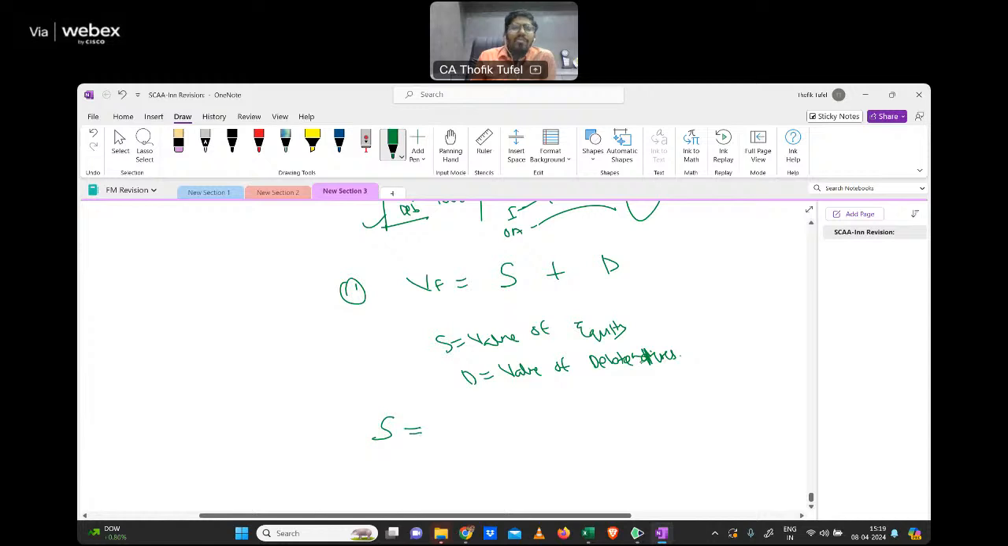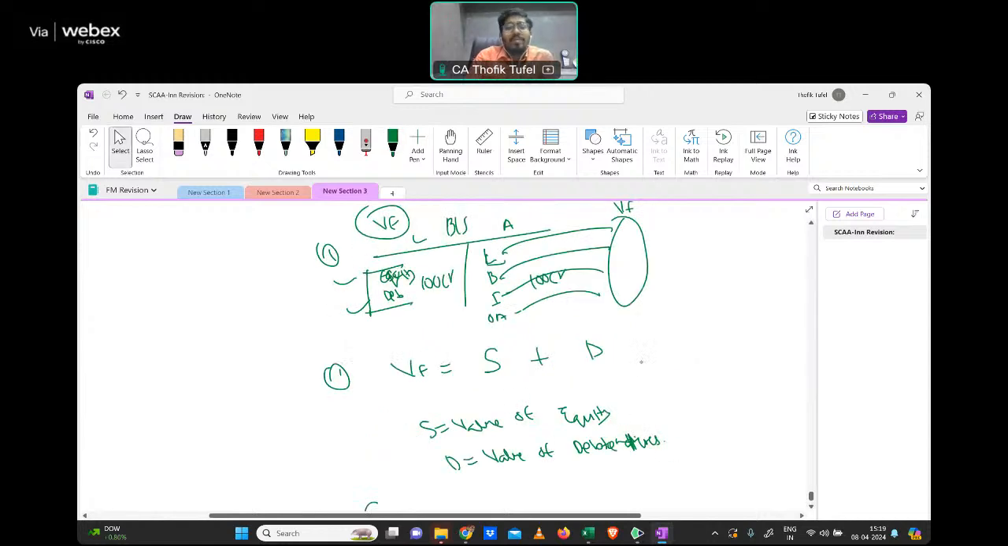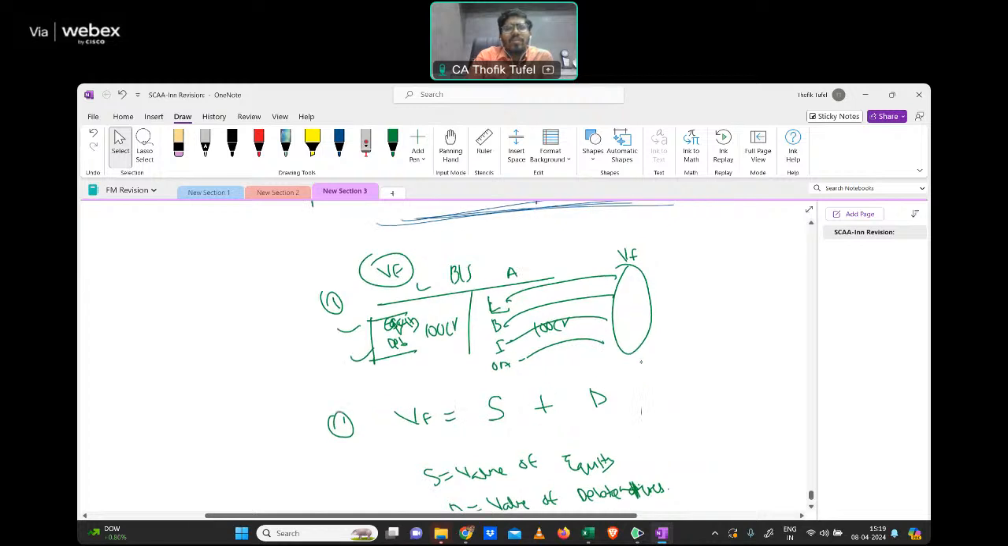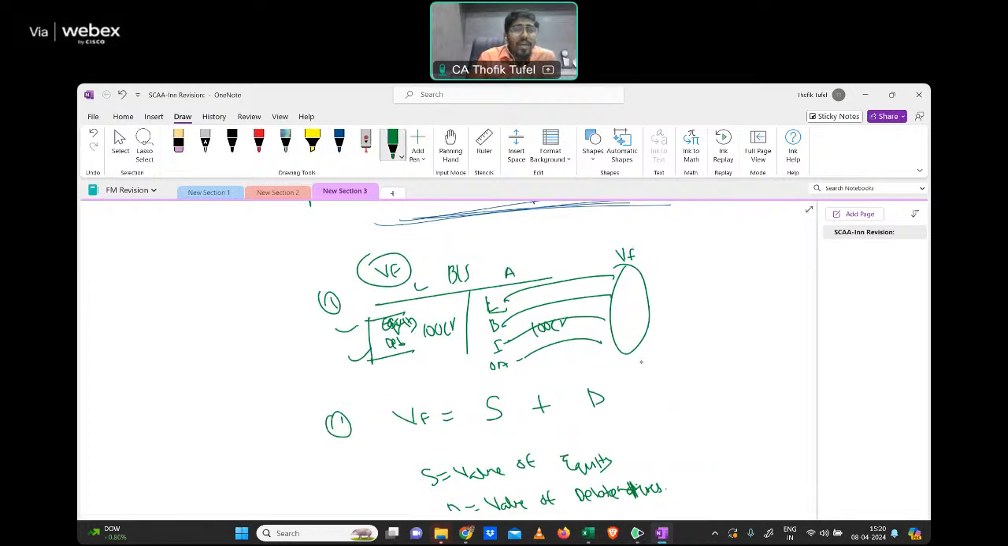Now S, how will I find out the value of equity? To find out any value, you take the earnings available to that particular person divided by the cost. For example, I'm having debentures worth 10 lakh rupees and the interest rate is 10%. So 10 lakh into 10%, I'm having interest of 1 lakh rupees. This is the debentures and this is the KD.